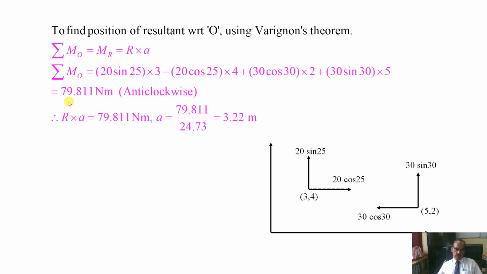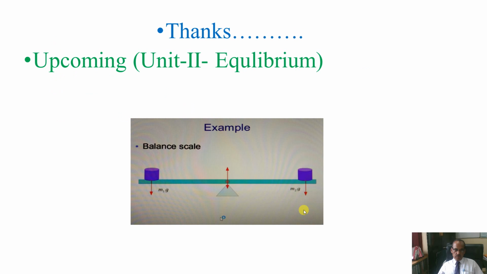So the total moment will be 79.811 Newton meter, and positive, and hence it is anti-clockwise. So use the same equation, R into A equals 79.811 Newton meter. Hence you will get A equals 79.811 divided by the magnitude of the resultant, 24.73. So the distance is 3.22 meter. So from the origin, the resultant lies at a distance of 3.22 meter.